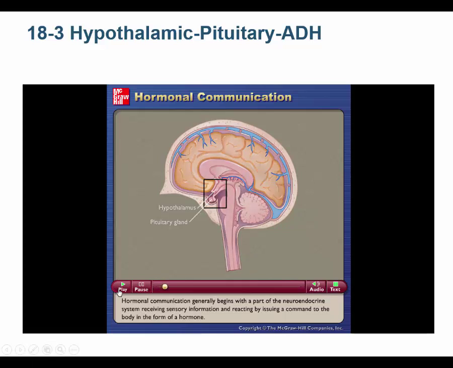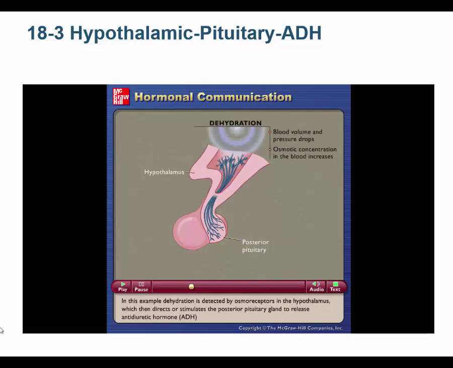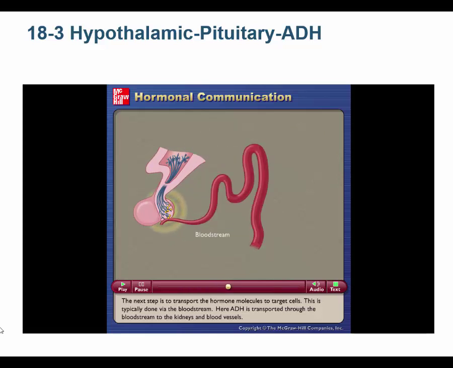Hormonal communication generally begins with a part of the neuroendocrine system receiving sensory information and reacting by issuing a command to the body in the form of a hormone. In this example, dehydration is detected by osmoreceptors in the hypothalamus, which then directs or stimulates the posterior pituitary gland to release antidiuretic hormone, ADH. The next step is to transport the hormone molecules to target cells. This is typically done via the bloodstream. Here, ADH is transported through the bloodstream to the kidneys and blood vessels.